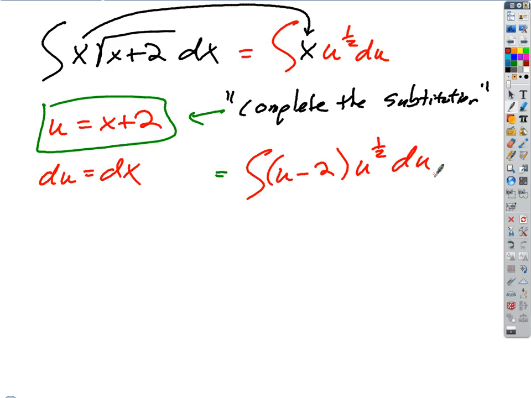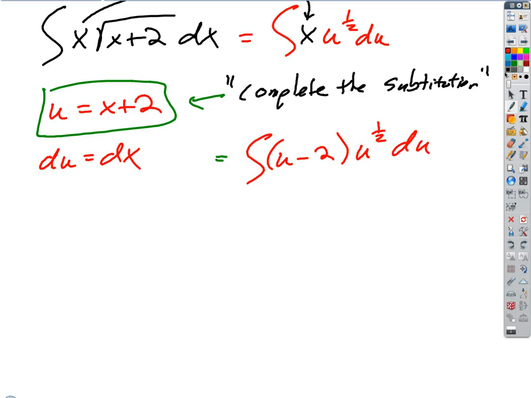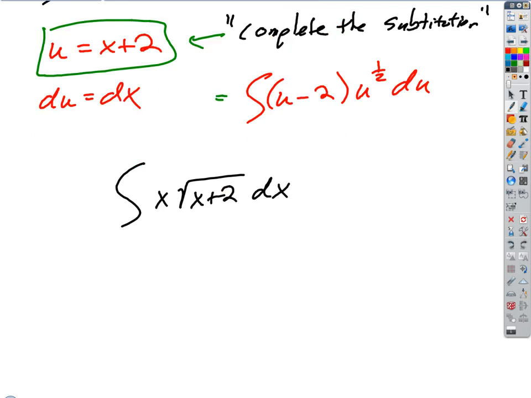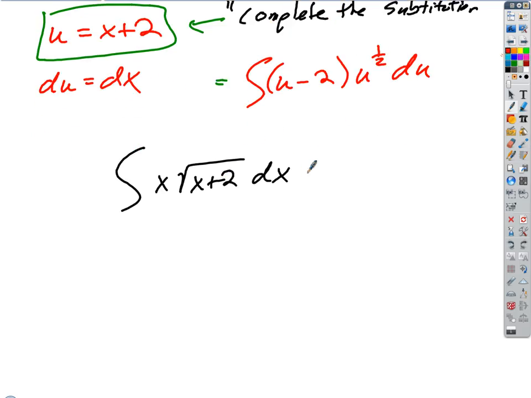Okay, if I wanted to write that, just for a second, I'm going to write that with a radical, and I want you to compare these two things right next to each other. So we started with the integral of x times the square root of x plus 2 dx, and we converted that to the integral of u minus 2 times the square root of u.